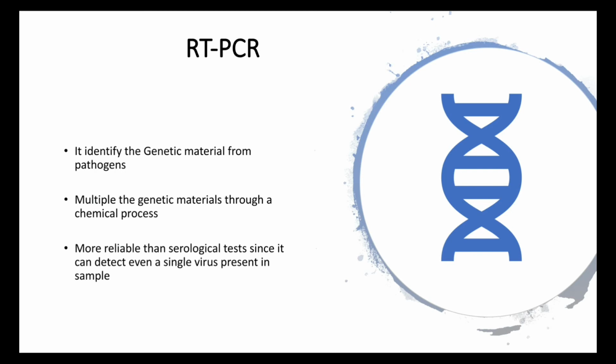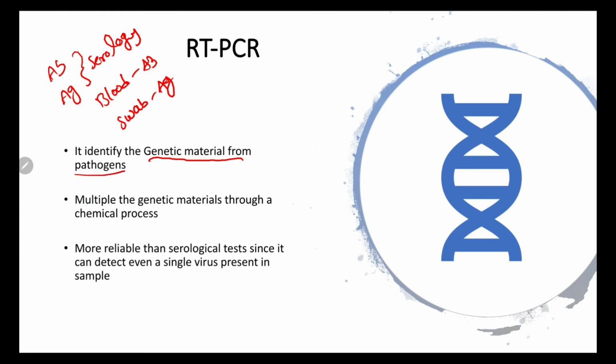So what is the difference here? So far what we have seen is the serology test, where we can identify antibodies or antigens. So these are serology based tests, where we use blood in the case of antibodies and a swab sample in the case of antigen. But PCR identifies the genetic material from the pathogens.